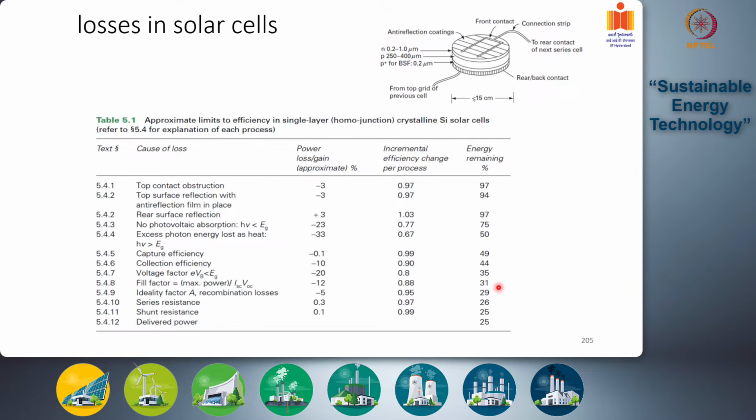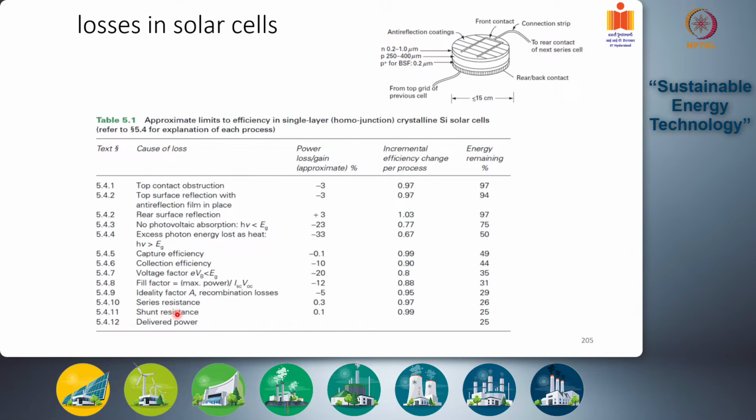Okay. Then you have other aspects like recombination losses along the pathway. So all the electrons and the holes are partly recombining along the pathway. So there are recombination losses due to crystal defects, etc. So that is around 5%. So it decreases to 29%.